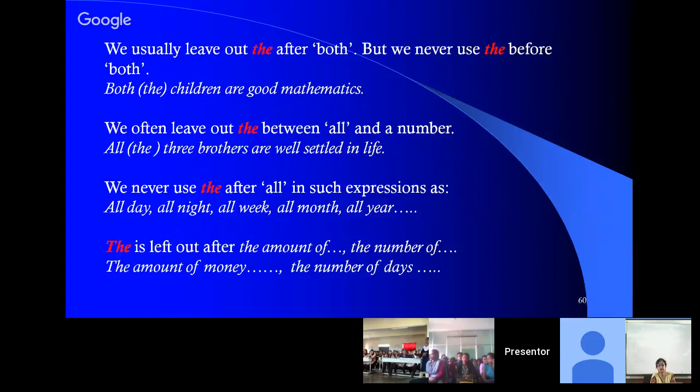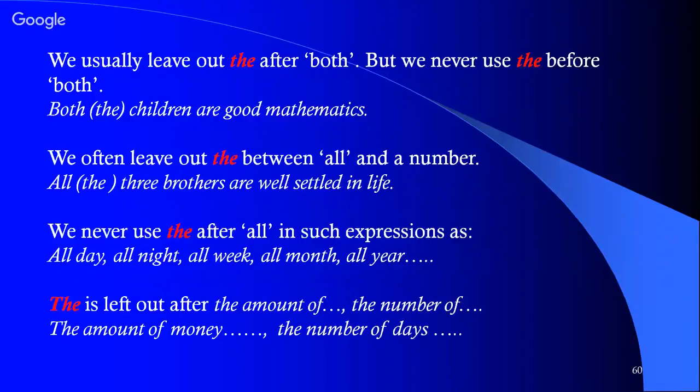We usually leave out the after both. We never use the before both. Both the children are good at mathematics. Sorry, a mistake. Both the children are good at mathematics. Or you can say both children. The is only optional. We often leave out the, but you cannot say the both children.